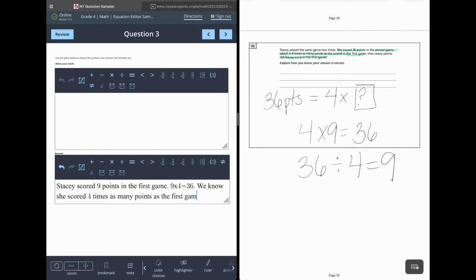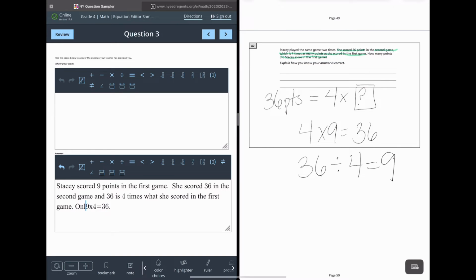Wait, this is sounding a little strange. Let's see if we can fix this a little bit. Now it's sounding wordy. She scored 9 points in the first game. She scored 36 in the second game. And 36 is 4 times what she scored in the first game. 9 times 4 is equal to 36. So that's it. That's all I have to do to explain here.